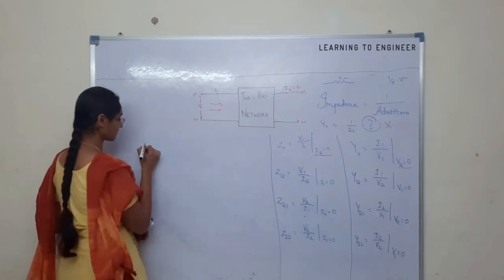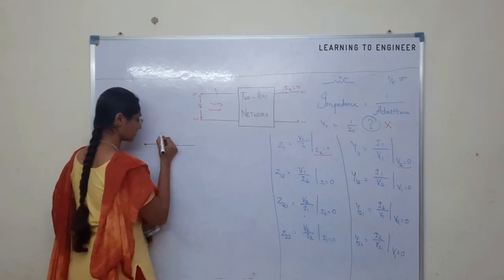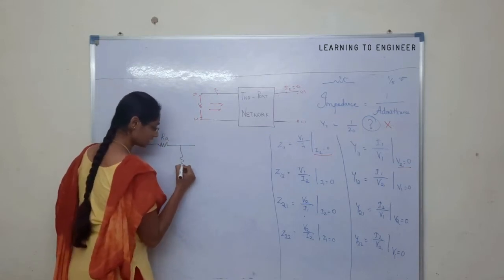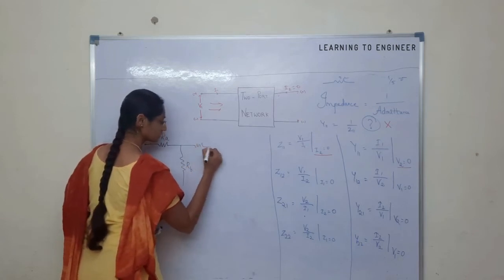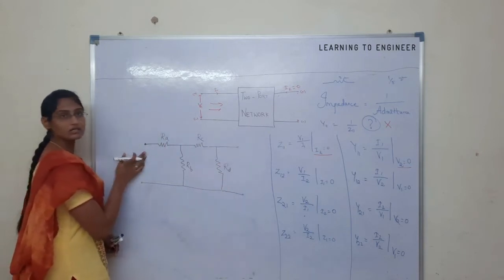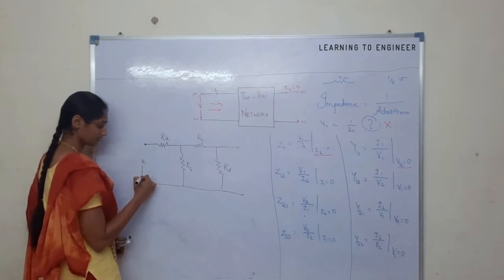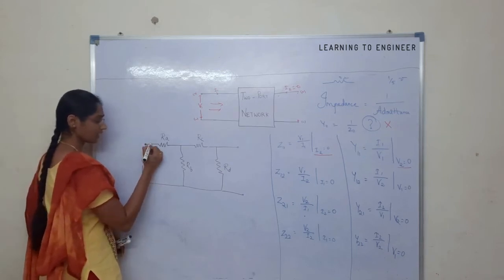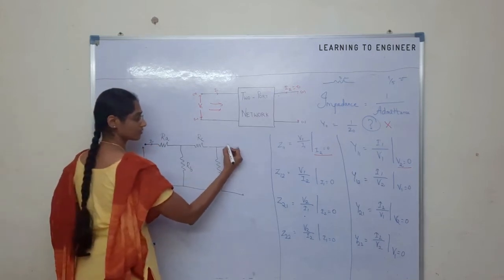Consider this network. In this network, we have one resistance. Let us call this RA, RB, this is RC, and this is RD. So this is my port 1, this is my port 2. V1 is applied here, and I1 enters this network. This is I2.